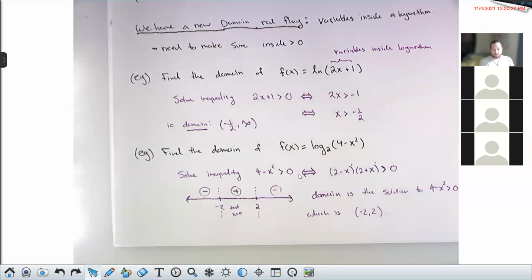I could combine this with other domain things. If we had this whole thing divided by x, we'd need to make sure that the downstairs of the fraction isn't 0. If I put the whole thing under a square root, we would need to make sure that the inside of the square root is greater than or equal to 0. So this is just a new red flag. You add this onto your list of existing red flags, and we can take combinations of functions that include logarithms now and find their domain.